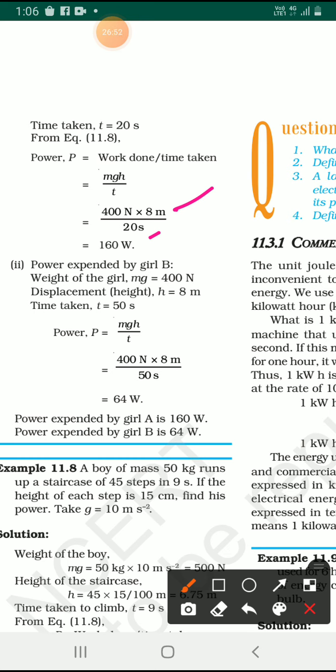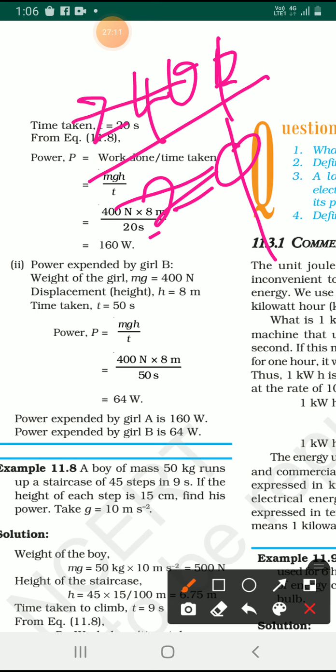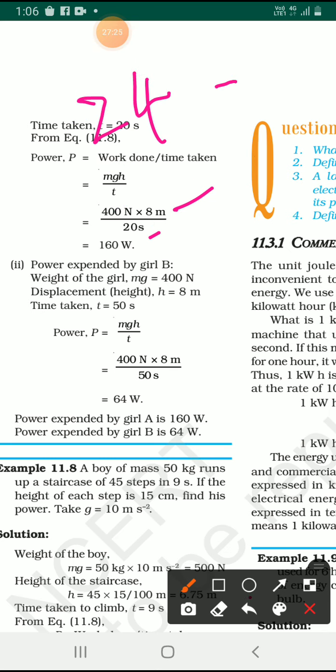Okay, so 400 into 8 is how much? 2400, right? 2400 divided by 20. So the 10s get cancelled there. 2 ones are 2, 2 twos are 4, and 10 as it is. So 120, isn't it? Sorry, let's try to see where I went wrong here.